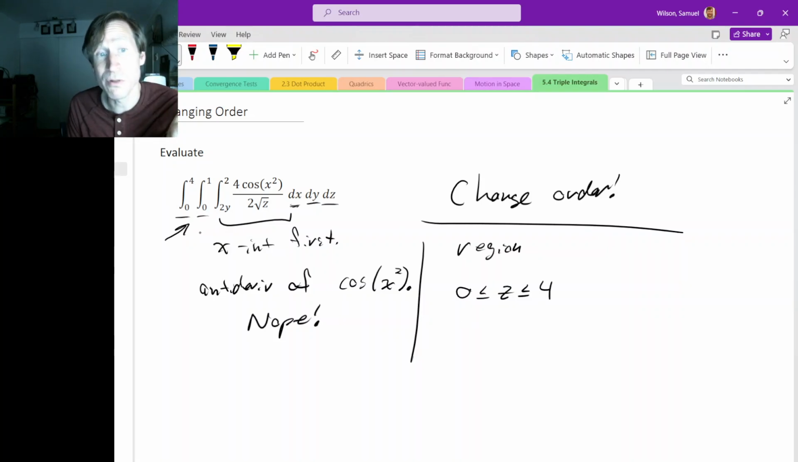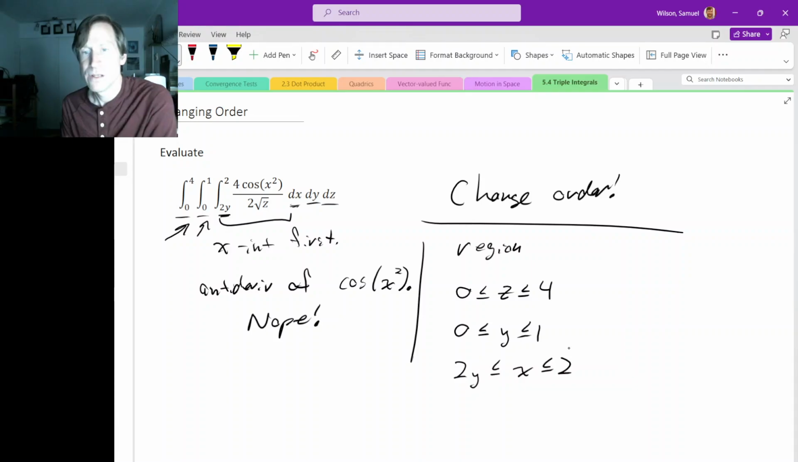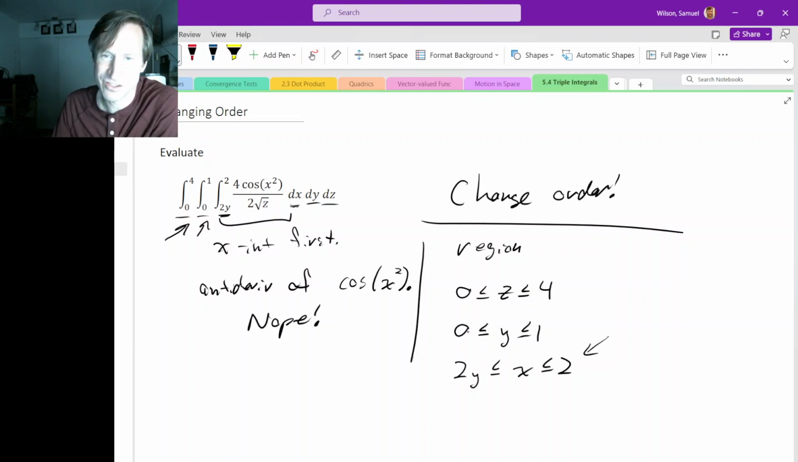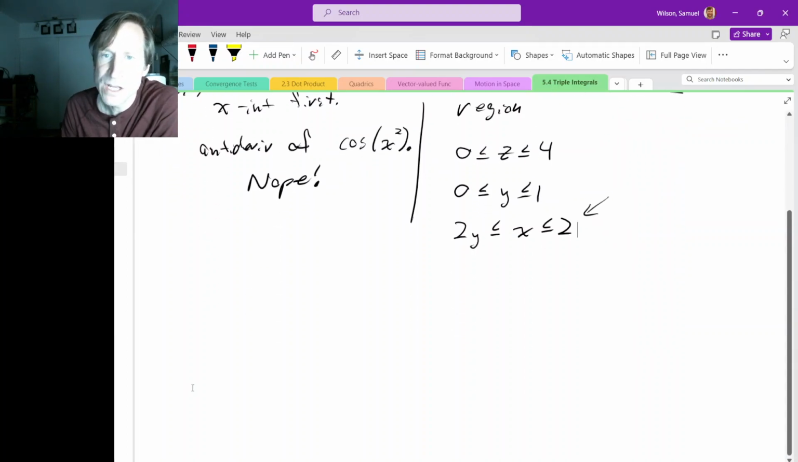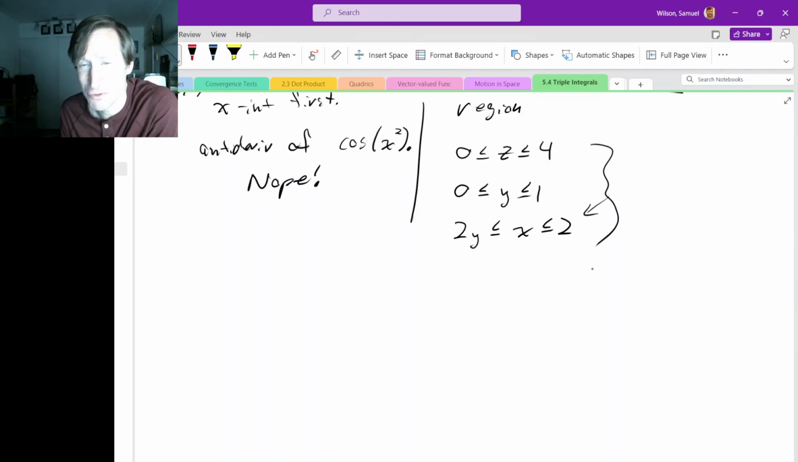Now remember, in principle, these y bounds could depend on z, but in fact they don't this time, which is good for us. And then the next bounds inside are the x bounds, and those are from 2y up to 2. So our x bounds do depend on earlier variables, on y in particular, so we're going to have to somehow figure out what region this is describing. In general, it can be very tricky to turn a set of inequalities like this into a 3D picture of what's going on.